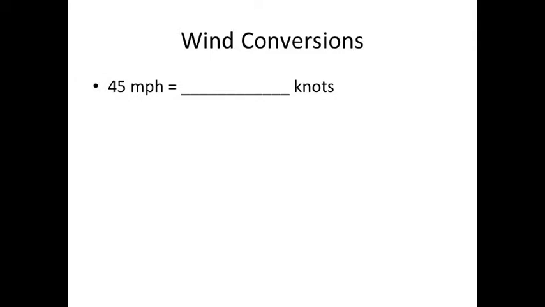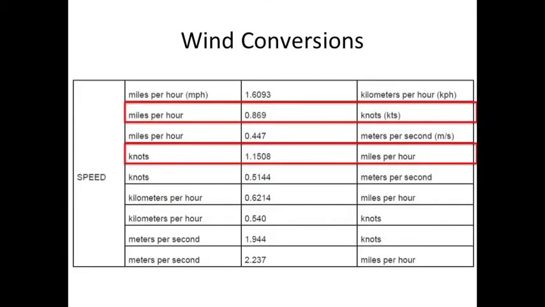Let's look at this wind conversion. 45 miles per hour equals how many knots? Looking at the table, there are two ways we can convert this. Let's go with the bottom red box. You can also use the top red box too.